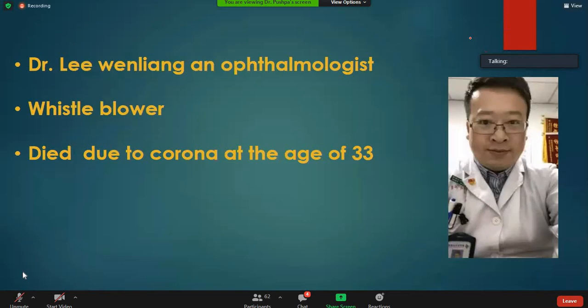Before going into the details of the structure of this virus, I would like to mention Dr. Li Wenliang, an ophthalmologist by profession, an eye specialist. He was the whistleblower for this disease and reported to the authorities that some atypical type of pneumonia is spreading very rapidly. But at that time, no one was ready to accept it. While treating the patients, he got coronavirus and he died at the young age of 33. He died because of COVID. So one must remember the person who reported this virus.